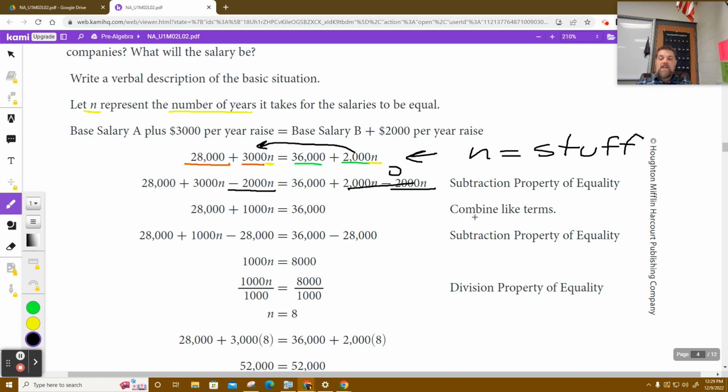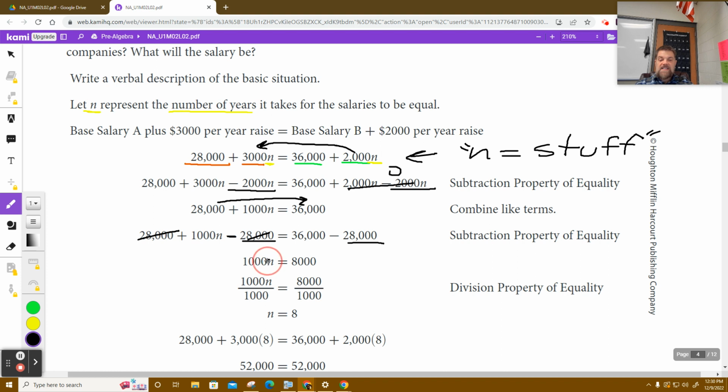Again, we need to combine like terms. In other words, we want to take this 28,000 and move it over because we want to make this thing look like n equals some stuff. So how do I do that? What's the 28,000 doing to the letter n mathematically? It's being added. So what do I need to do to move the 28,000? I'm going to subtract it. Whatever I do on one side of the equal sign, I have to do to the other. Well, 28,000 minus 28,000 is 0. 0 plus 1,000n is 1,000n. What's 36,000 minus 28,000? Just 8,000.